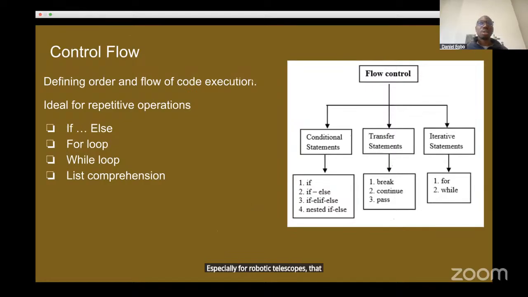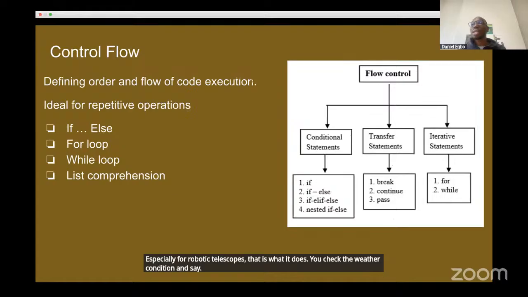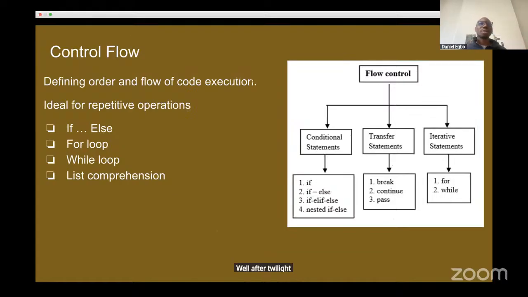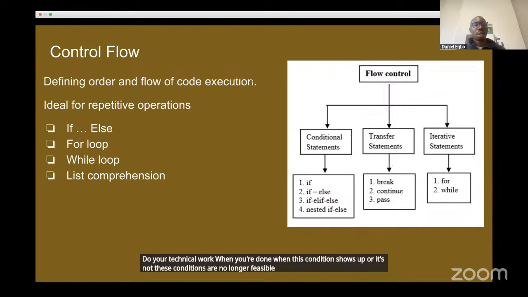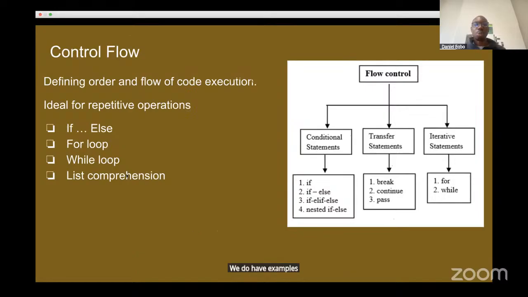You check the weather condition and say, while the weather condition is met, while after twilight and a bright sky, open up, do your technical work. When you're done, when these conditions are no longer feasible, shut down. So these are the very simplistic ways that I can explain this. And we do have examples in the notebook that demonstrate how to use these.